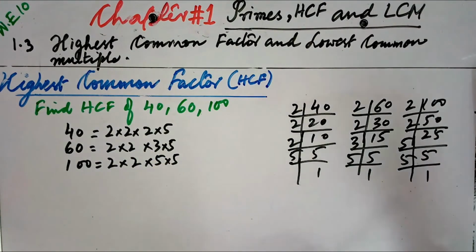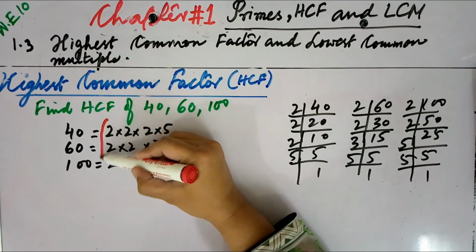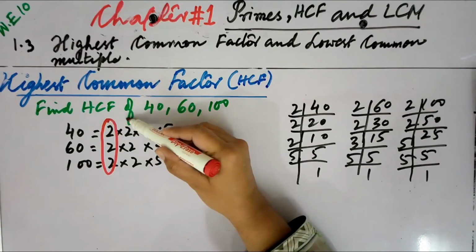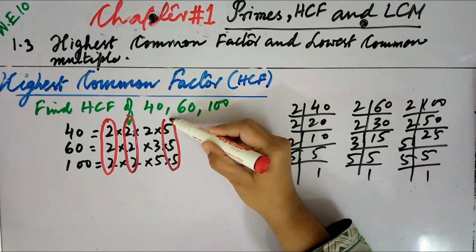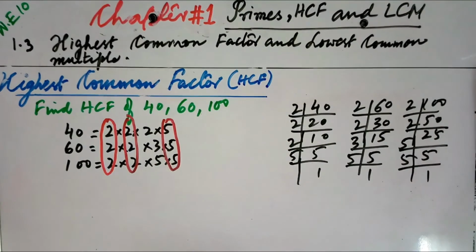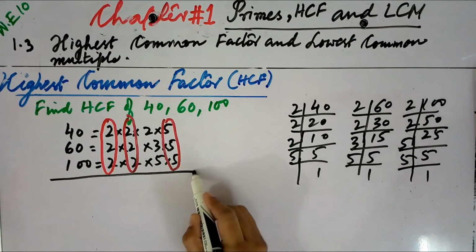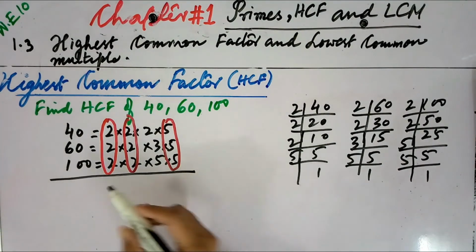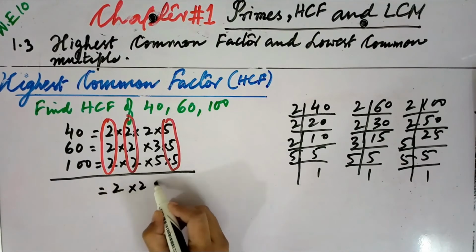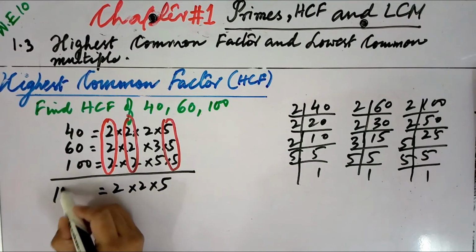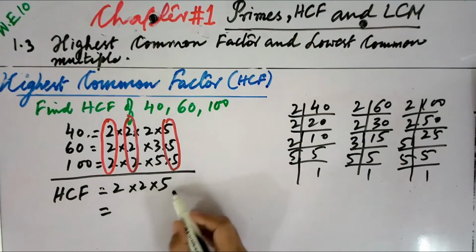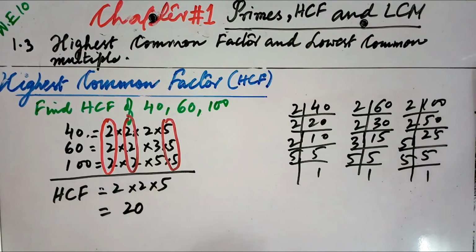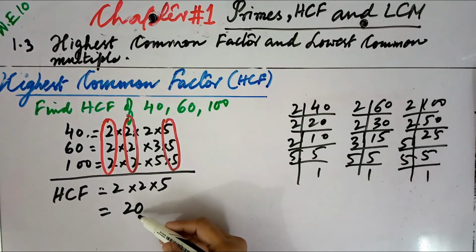Now we will be making groups of the same prime factors here, here and here. These are not common prime factors. I will write it like this. These are 2, 2 and 5. This is the HCF of 40, 60 and 100. 2 2s are 4, 4 5s are 20. 20 is the answer, or 20 is the HCF of these three numbers.